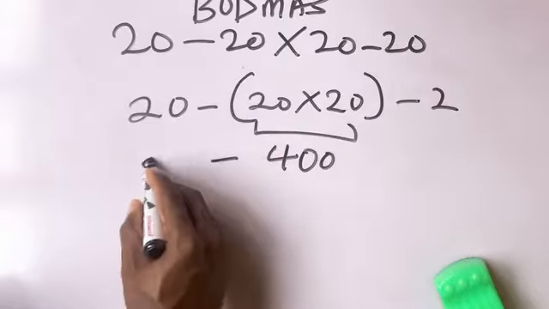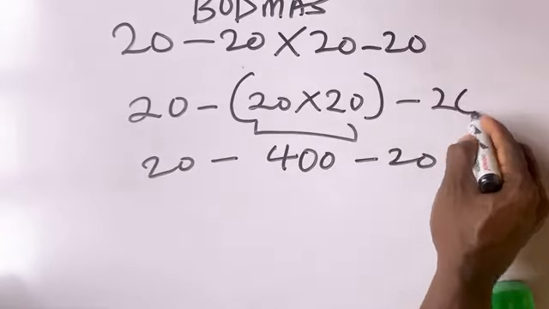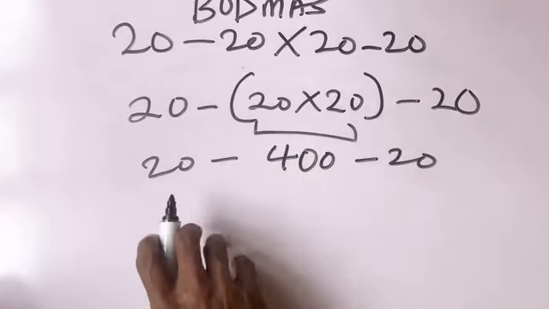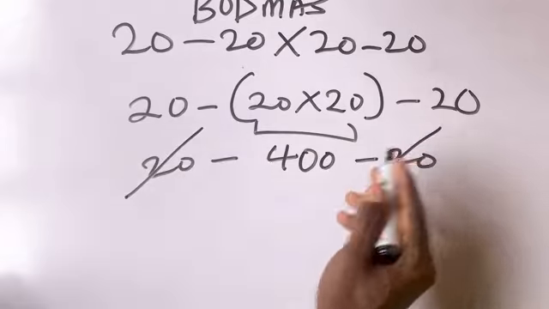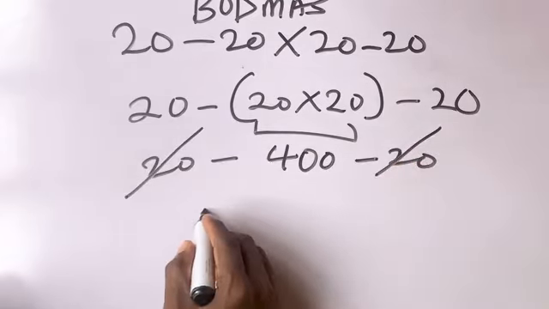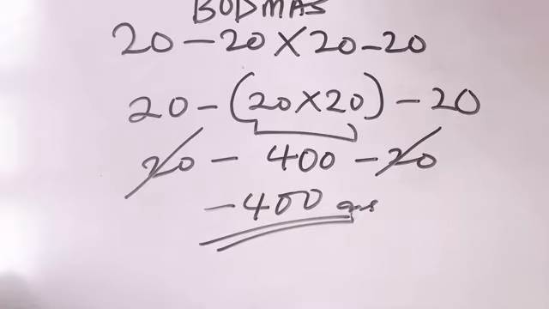Then we put our minus 20 here, and here minus 20. Here's 20. Now we have plus 20 here and minus 20. So this one we cancel this. So our final answer will be what? Minus 400. That's our final answer.